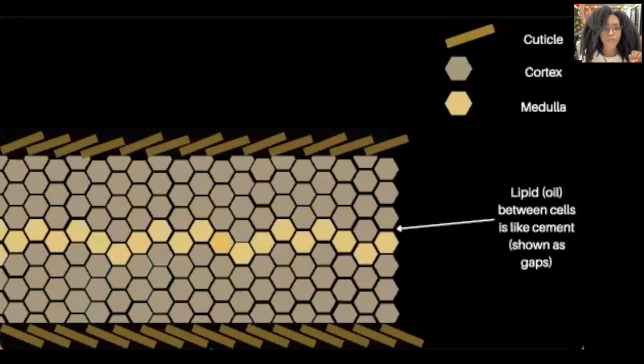This is a simplified diagram of your hair, and I chose to represent the cells of the cuticle, the cortex, and the medulla as these hexagonal bricks. And we have these black spaces in between. These would be the cement. So this cement is what holds the cells together. And it is joined to the 18-MEA, which sits on the surface of your strands.